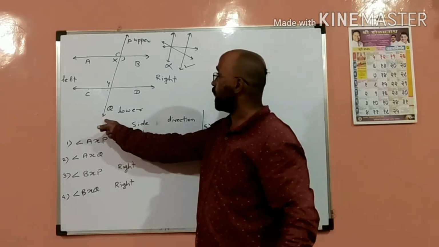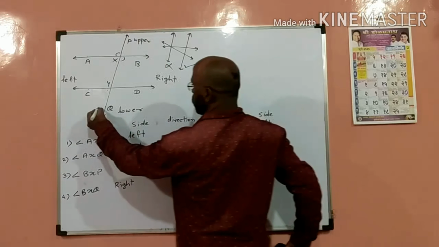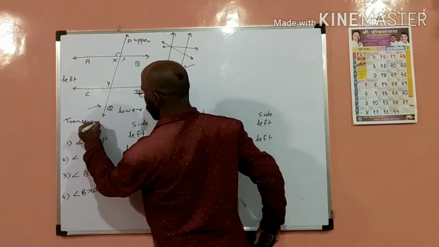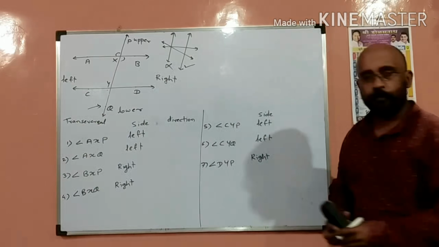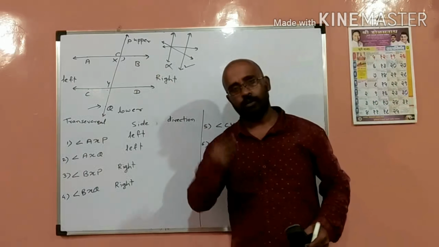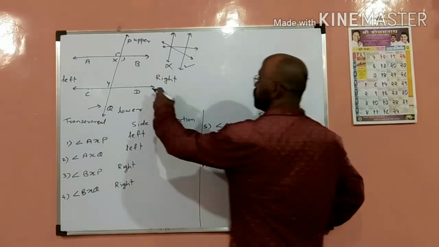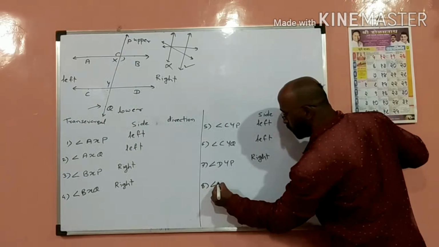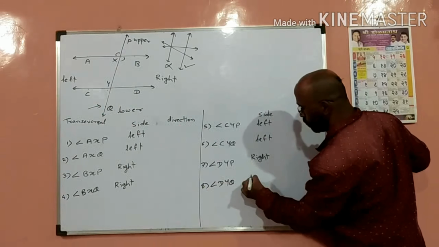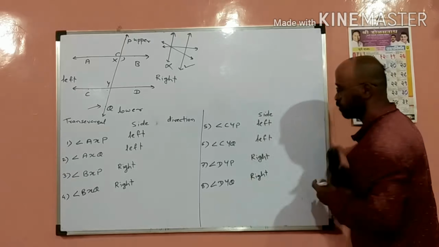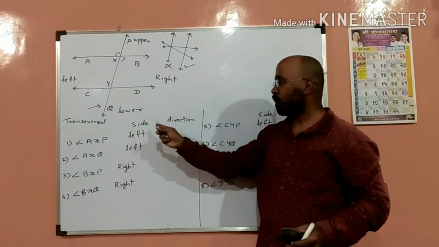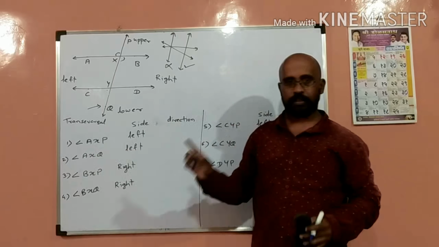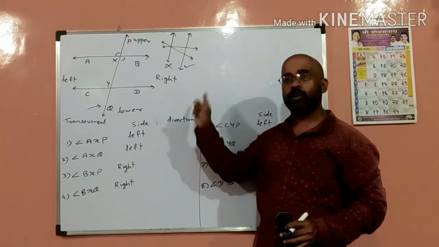And which line is the transversal? This line is the transversal. A transversal is a line which intersects 2 lines at 2 different points. So DYP is this angle, and finally DYQ. Angle DYQ is on the right side of the transversal. So students, we have written here the side of the transversal on which each angle lies. Clear? Now we have to write the direction on the transversal.